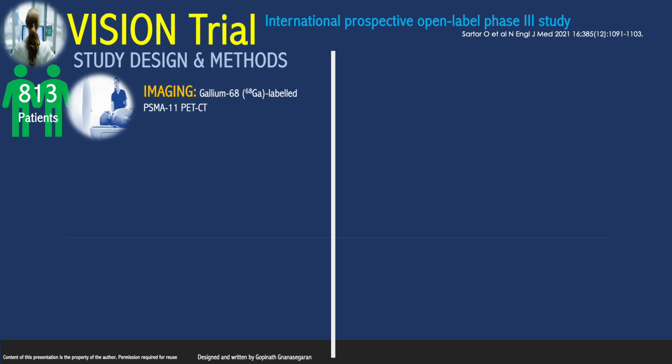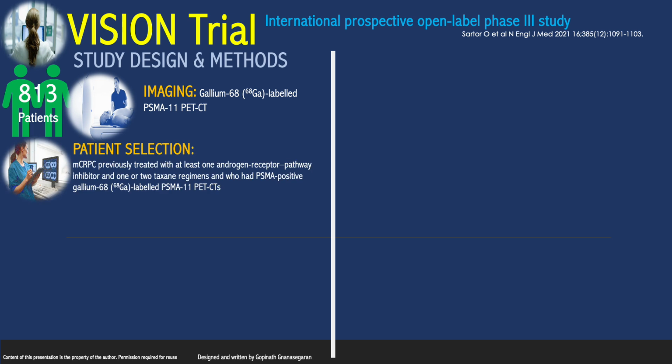In fact, about 813 patients were involved in this trial, and all patients had gallium-68 labeled PSMA PET CT. The patient selection was castrate-resistant prostate cancer, previously treated with at least one androgen receptor pathway inhibitor and one or two taxane regimens, and also had a positive PSMA study.